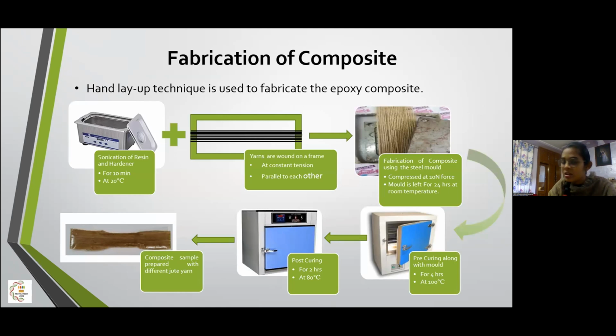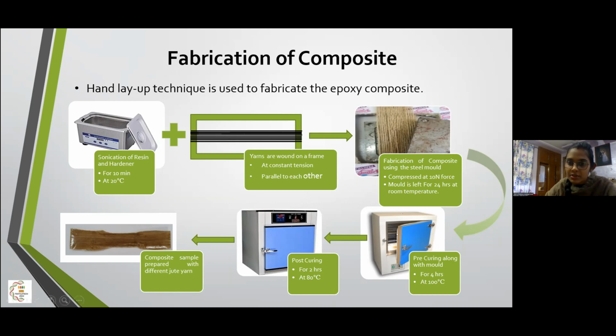Fabrication process of composite. For the fabrication of the composite, the hand layup technique is used, where initially the epoxy resin and the hardener are mixed in a ratio of 10:1 and sonicated for 10 minutes at 20 degrees Celsius. Prior to molding, the jute yarn is wound on a frame at constant tension, and then these wound jute yarns are integrated into the resin using a steel mold. After that, the top plate of the mold is covered, and 10 kilonewton force is applied to the mold so that the excess resin is squeezed out. Then the mold is kept for 24 hours at room temperature.